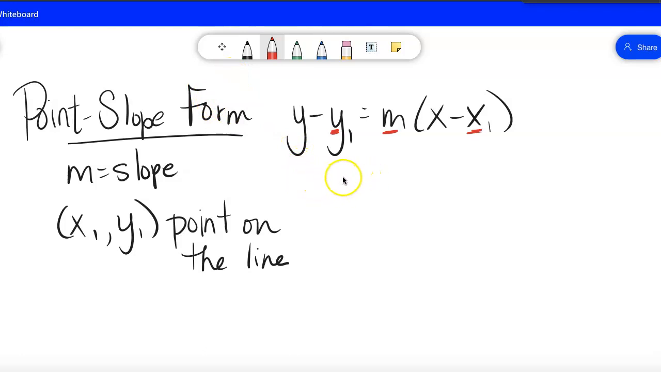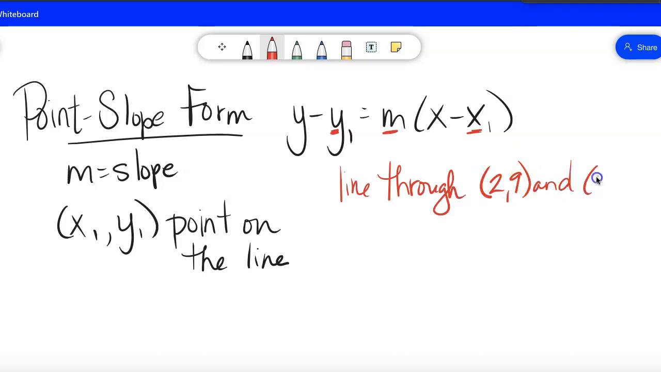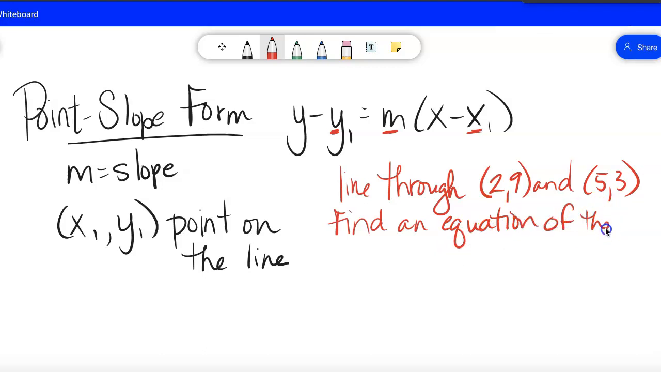Okay, so let's say that I have a line that goes through two ordered pairs. Let's say it goes through the ordered pair (2, 9) and (5, 3). And I want us to find an equation of this line. And I want us to put our answer in slope-intercept form, which is not the form that I have sitting right here. That's the last one that we did. All right, but here's how we're going to use this point slope form.